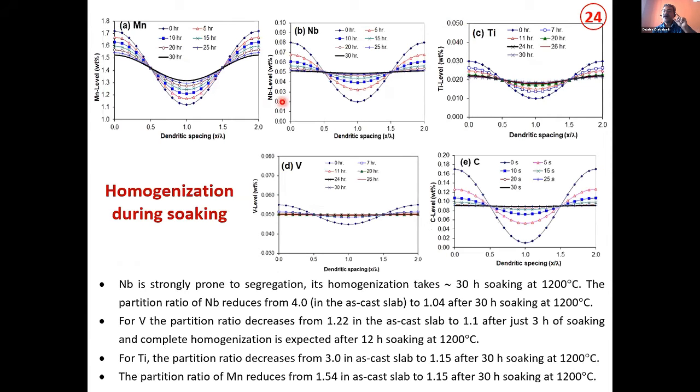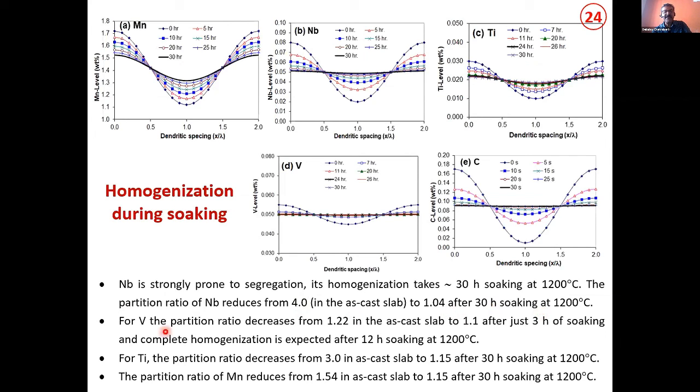One more thing is how much time do we need to completely homogenize niobium? You see, niobium is strongly prone to segregation. Its homogenization takes 30 hours of soaking at 1200 degrees. So complete homogenization is not possible, because we cannot afford to keep a slab for 30 hours, or even more. Its partition ratio only decreases to about 1 even after 30 hours of soaking.